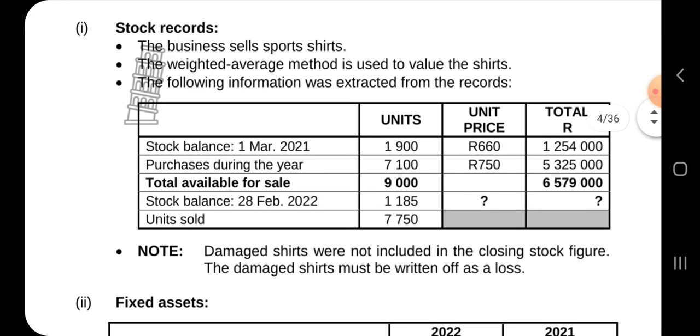So look at everything. Write the total available for sale, the closing balance of units, the units sold, and then the total was 6,578,000 rand, total available for sale, that is their value. So we can do these calculations.